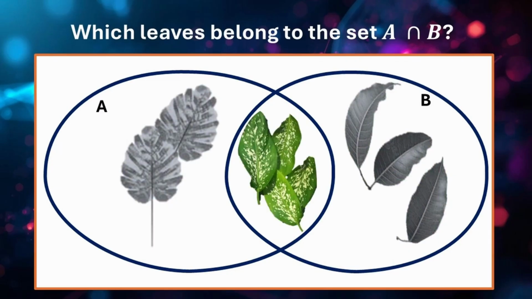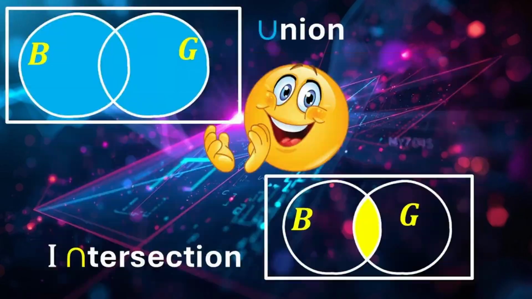And if I asked you which leaves belong to A union B, which set of leaves do you think we are talking about? Will it be this set or maybe this set of leaves? That's right, it's not just one set of leaves on the diagram, but all of these leaves are in the union. Now that you've seen the union and intersection of sets, share your knowledge with a friend to help them with confidently identifying and distinguishing between the union and intersection.